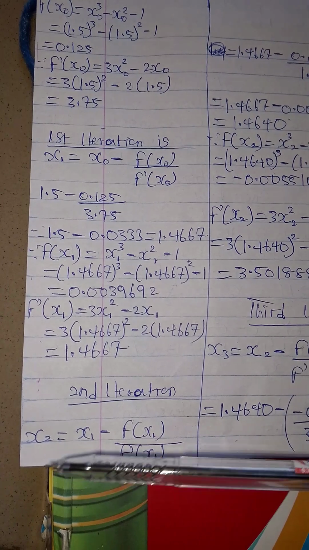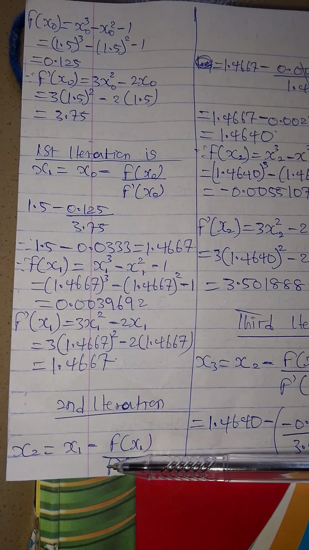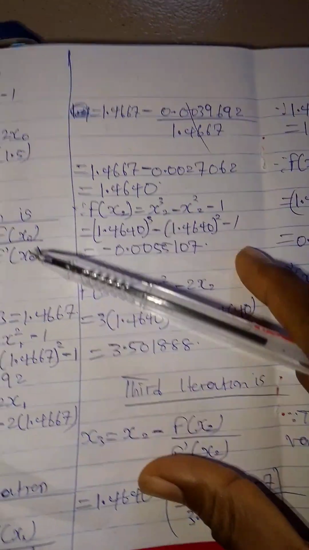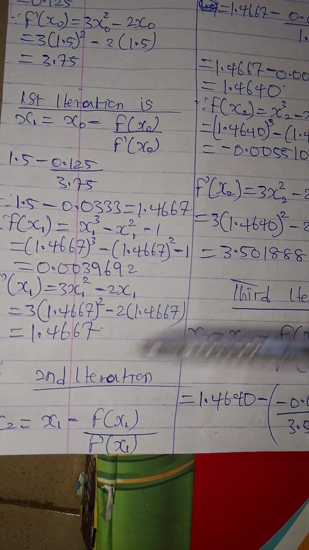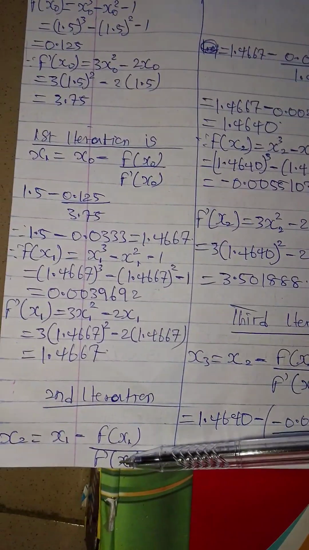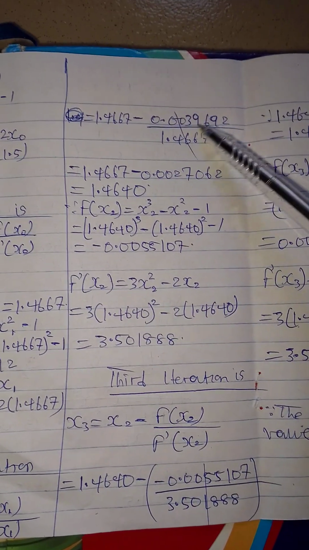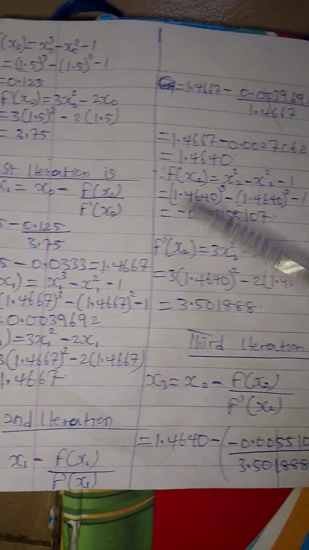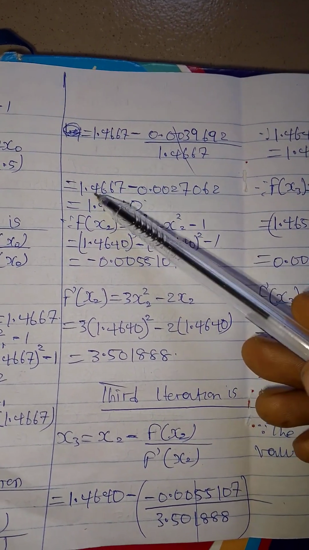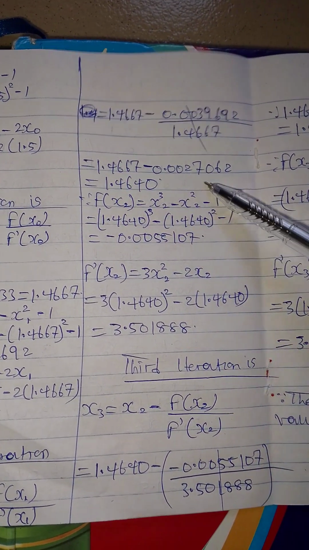The second iteration is x2 equals x1 minus f(x1) over f prime of x1. My value for x1 was 1.467, so I input 1.467 minus my value of f(x1), which was 0.0393692, all over my value for f prime of x1, which was 1.4667. Dividing this by this gives me 0.0027062. So this subtracted by this will give me this.